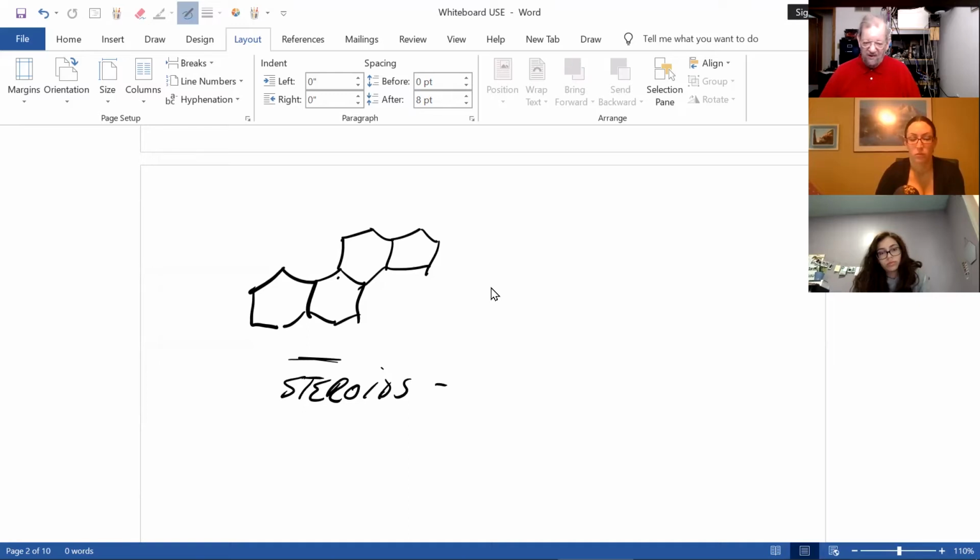That's all your steroids, which are your hormones, have this structure. All of them, even stuff that's not a steroid, cholesterol has that structure. And it's a steroid type 6-membered ring. By the way, cortisone has this structure also.